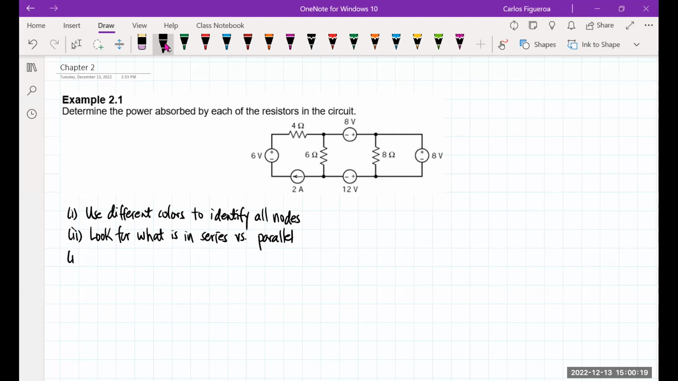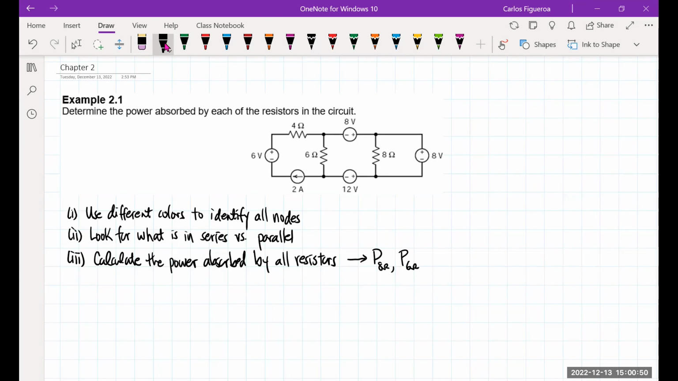And then the goal of the problem here is that we want to calculate the power absorbed by all resistors. So when you look at the circuit, you could see that there's 3 resistors. So we want the power of the 8 ohm, we want the power of the 6 ohm, and we want the power of the 4 ohm.